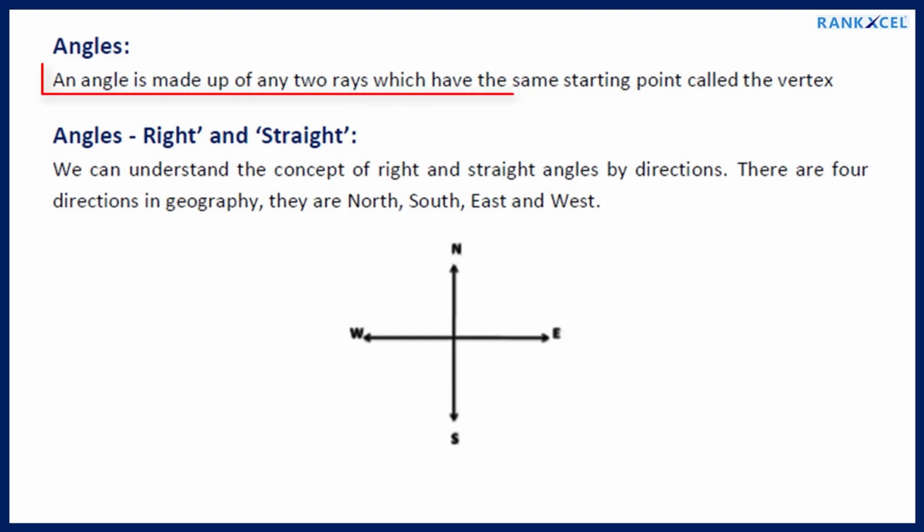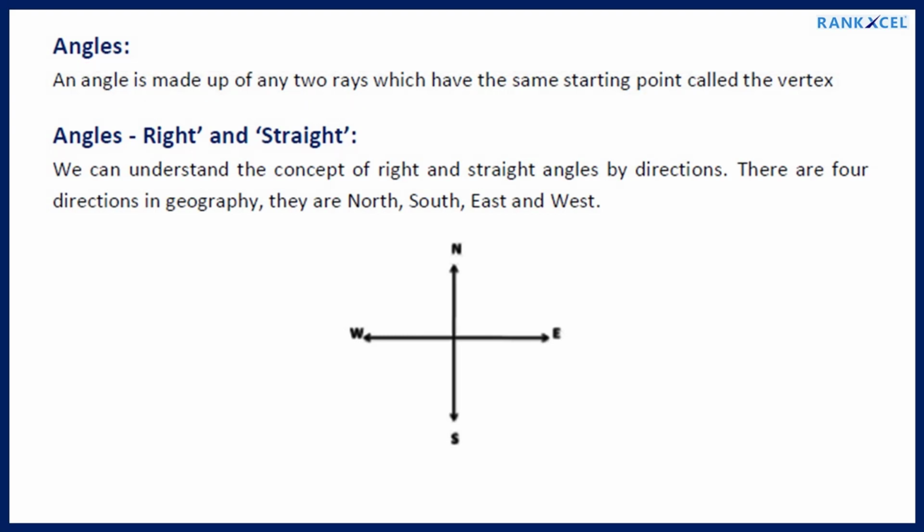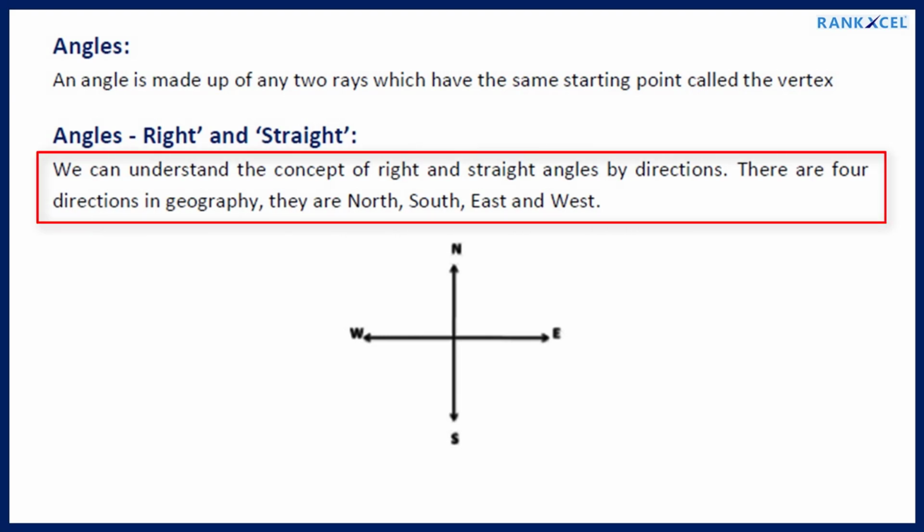Angles. An angle is made up of any 2 rays which have the same starting point called the vertex. Angles, right and straight. We can understand the concept of right and straight angles by directions. There are 4 directions in geography. They are north, south, east, and west.